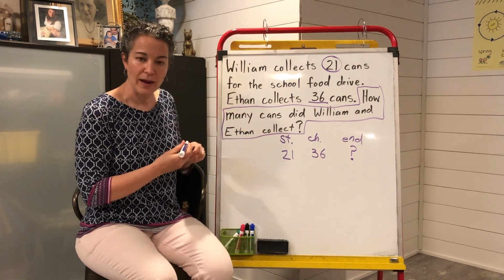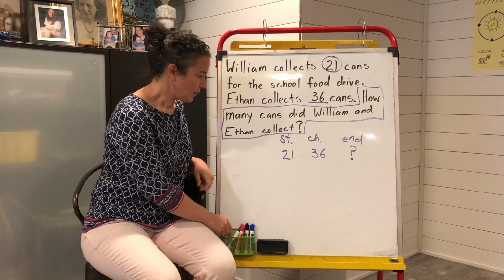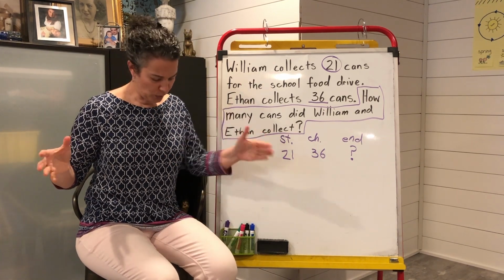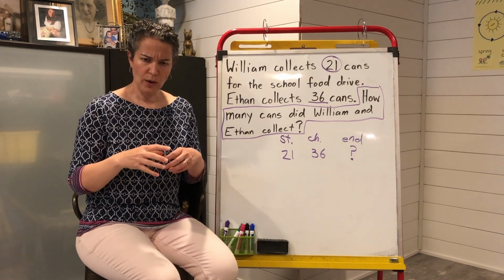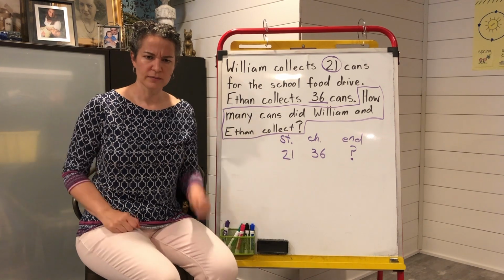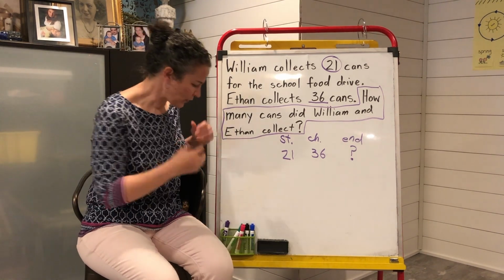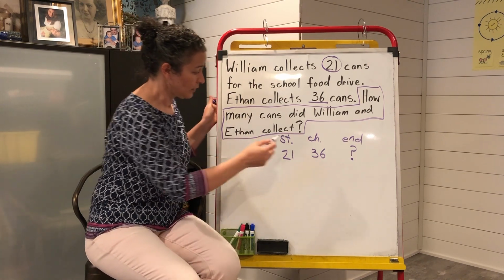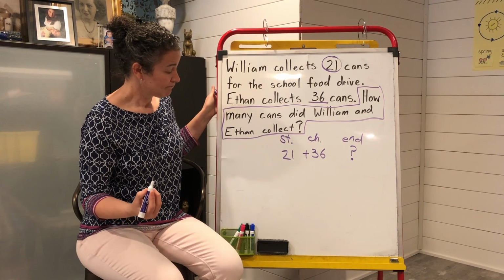I gotta figure out how many Ethan and William collected. So if I take Ethan's cans and William's cans, am I putting them together and I'm gonna be adding, my friends? Or am I taking cans away from one of them? And then I'd be subtracting. What do you think? Yeah, we're adding, we're putting things together. So I know, my friends, that this is going to be a plus sign.